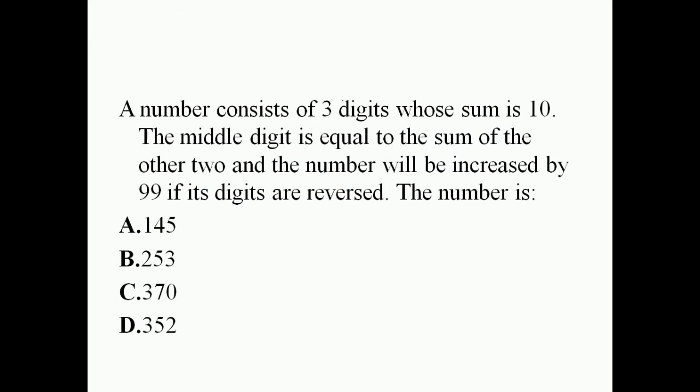Okay, first question. A number consists of 3 digits whose sum is 10. The middle digit is equal to the sum of the other two and the number will be increased by 99 if the digits are reversed. What is the number? Okay, a number consists of 3 digits, so we can take the digits as x, y and z, and the sum of the digits is 10, so it means x plus y plus z equal to 10. And again it is given that the middle digit is equal to the sum of the other two, which means y equal to x plus z.